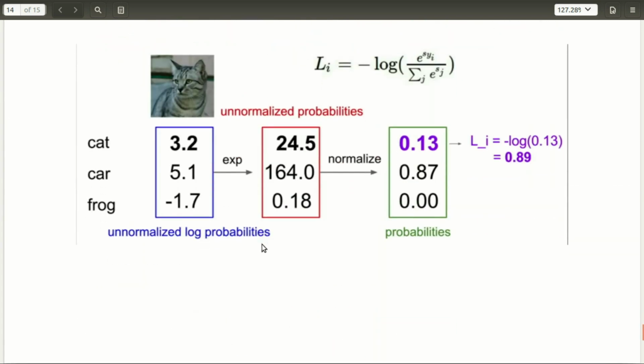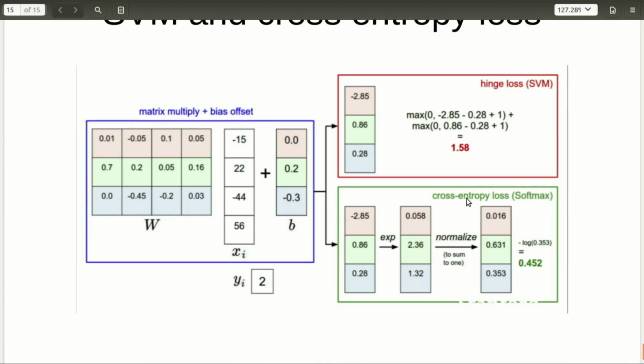And over here we have this weight vector, we exponentiate it, then we normalize it using the sum of the exponents, and then we end up with a probability distribution over here. So this is the formula which we use. I hope this video makes it clear what the Softmax classifier does.